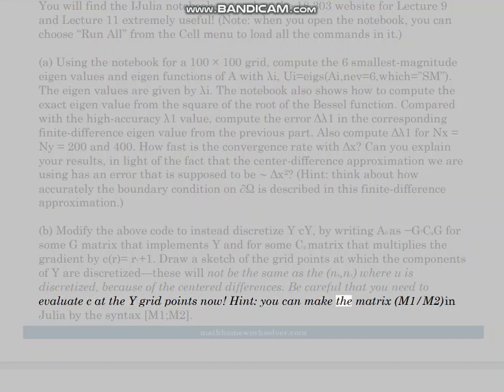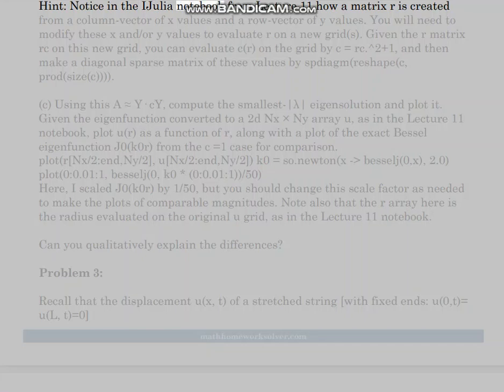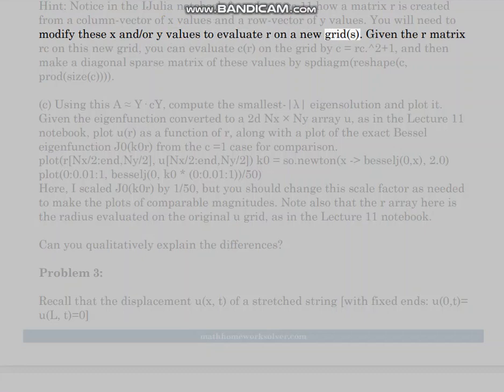Hint: you can make the matrix [M1; M2] in Julia by the syntax [M1; M2]. Hint: notice in the iJulia notebook from Lecture 11 how a matrix R is created from a column vector of x values and a row vector of y values. You will need to modify these x and or y values to evaluate R on new grids.